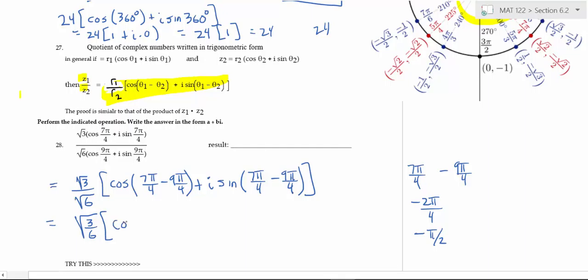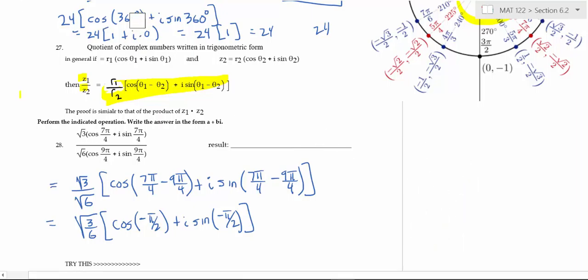And then this is going to be cosine of negative pi over 2 plus I sine of negative pi over 2, like that. All right, so what I'm going to do when I finish this up, let's work with the square root of 3 over 6 over here. That, of course, is really the square root of 1/2. And you can break that up into the square root of 1 over the square root of 2, which of course is 1 over root 2.